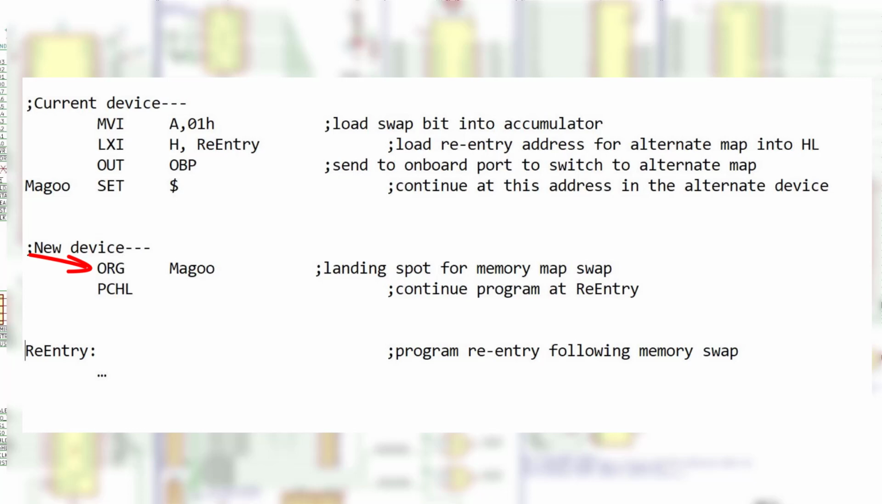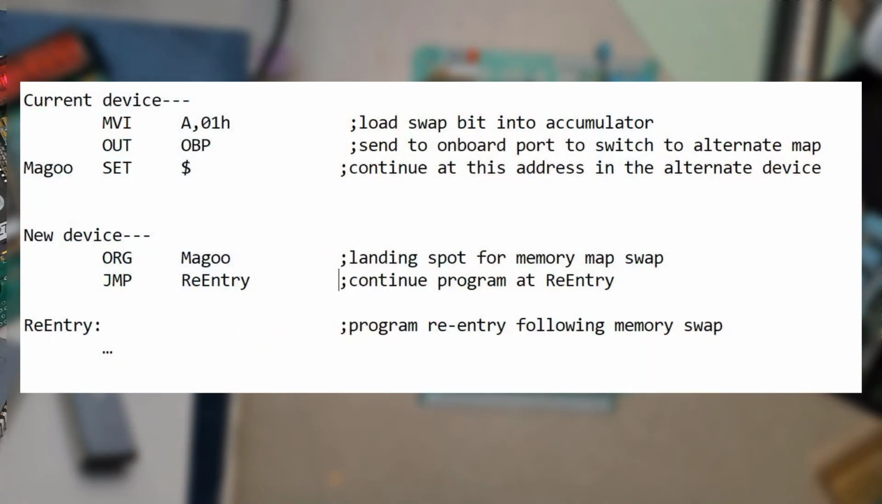Or if you wanted to, you could just continue the code from this point. You wouldn't have to do the PCHL. You could just continue the code running from that point. And to avoid having the register preloading in the old device, it may be more convenient, I guess, to just have the 3-byte jump instruction in the new device, just like we did in the wormhole. So it'd be like this.